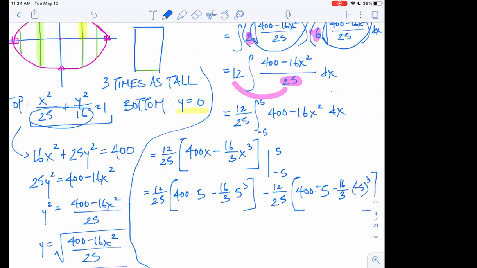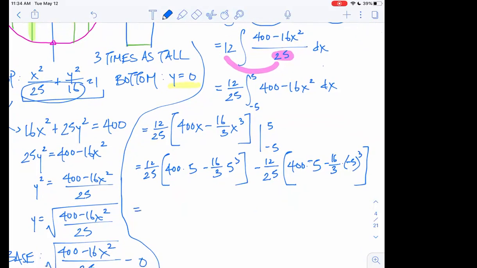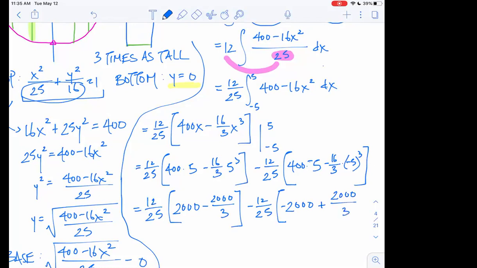So I have 12 over 25, and 400 times 5 gives me 2,000. 5 to the 3rd power times 16 is going to give me 2,000 over 3, minus 12 over 25 times -2,000, and then plus 2,000 over 3.